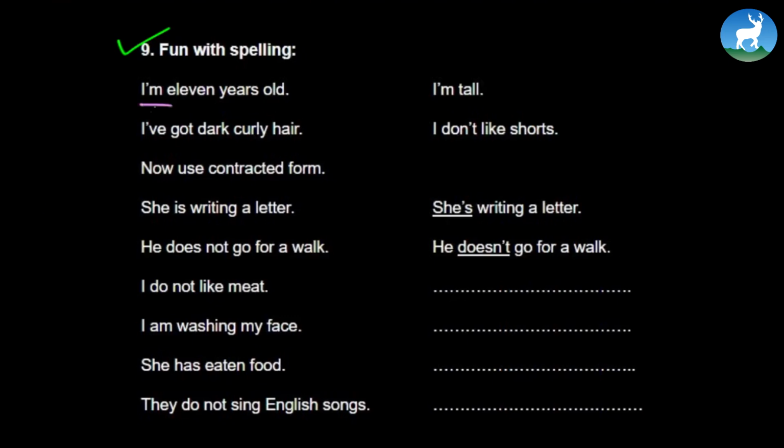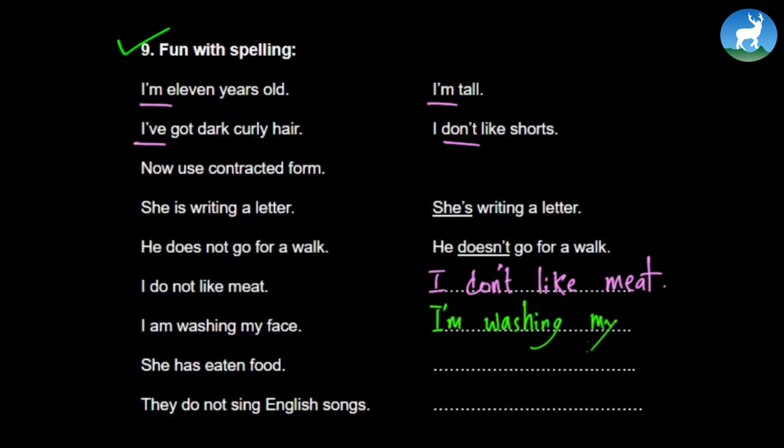I'm 11 years old. You can see the contraction there. I'm tall. I've got dark curly hair. I don't like shorts. Now use contracted form. The two questions are done for you. She is writing a letter. So you say she's writing a letter. He does not go for a walk. He doesn't go for a walk. I do not like meat. Now the two words do not combine together and they become don't. I don't like meat. I am washing my face. You say, I'm washing my face.